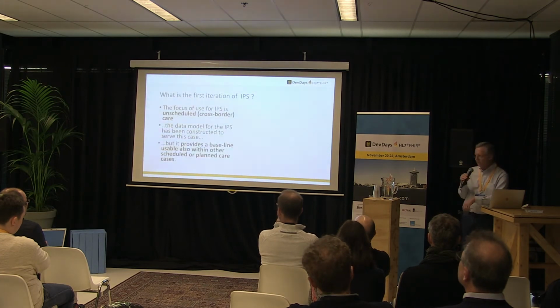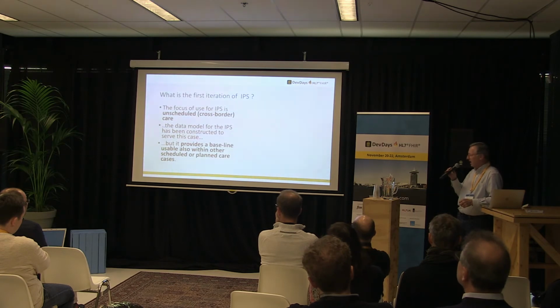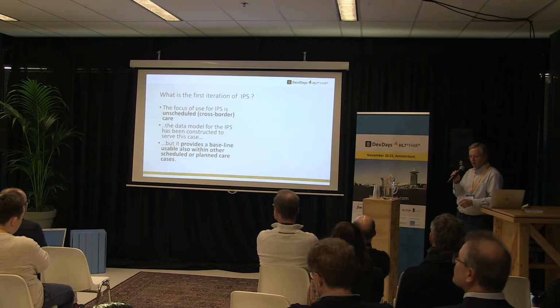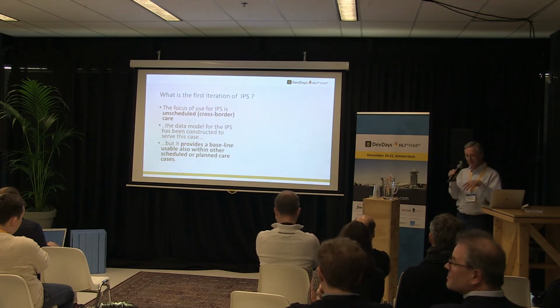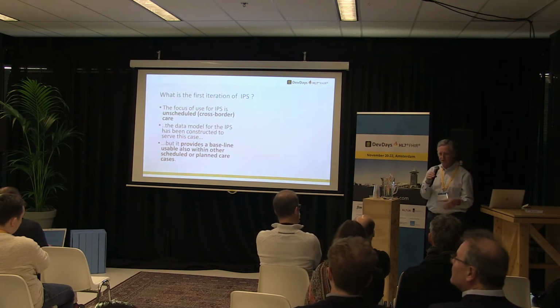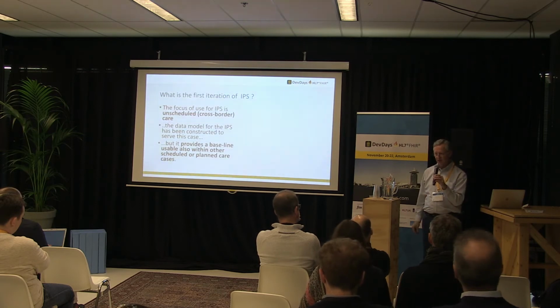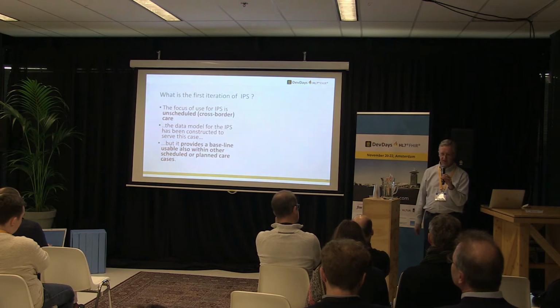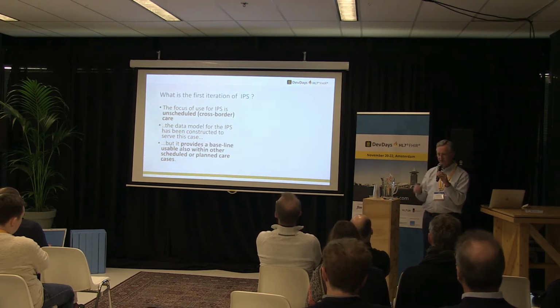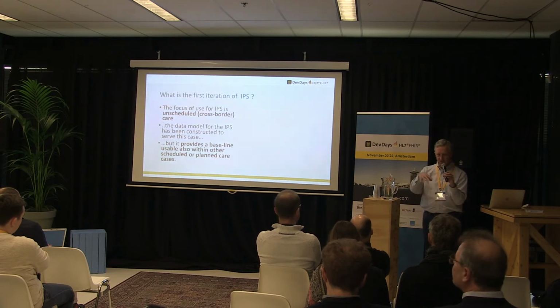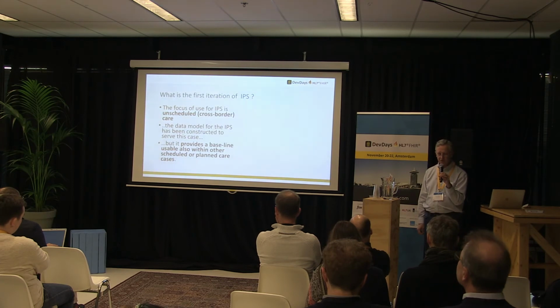Okay. So the first iteration, as I mentioned earlier, was basically focusing on use for unscheduled cross-border care. And cross-border is, again, international, national boundaries, but it can also be other kinds of borders. There are borders within nations as well. And of course, in the United States, we have 50 states, and they have a lot of differences between them, a lot of things, and many of the other countries have similar kinds of situations.